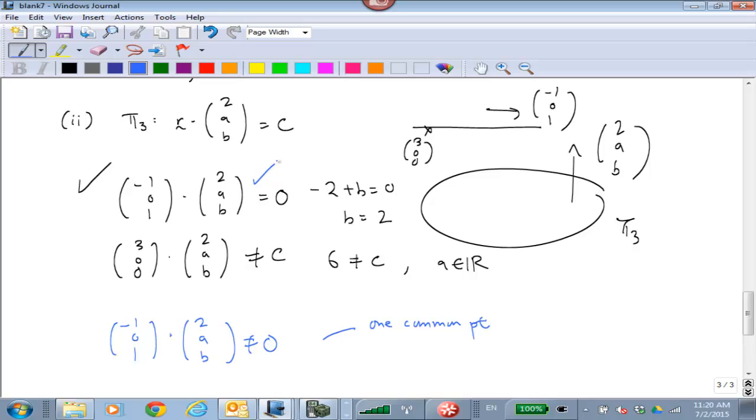Strategy, okay? Always let the intersecting line between two planes be the reference.